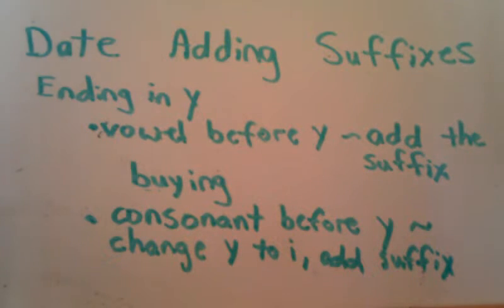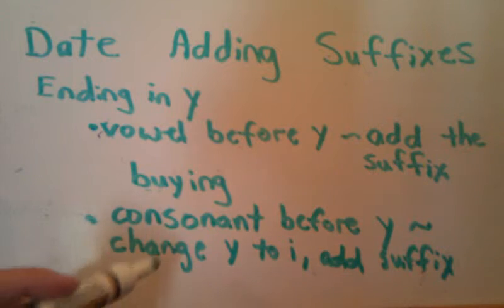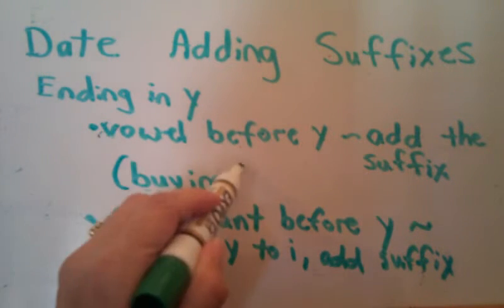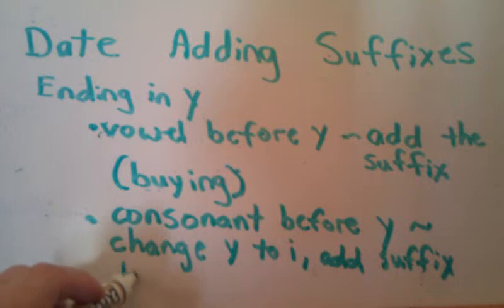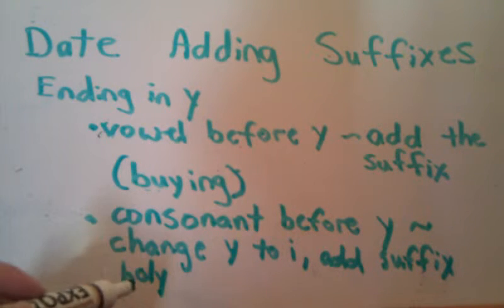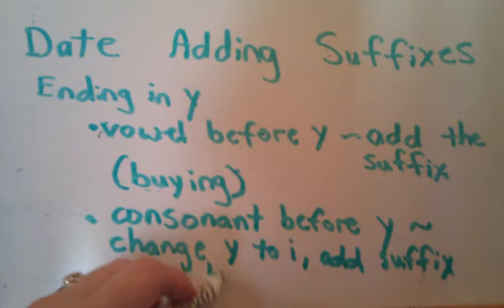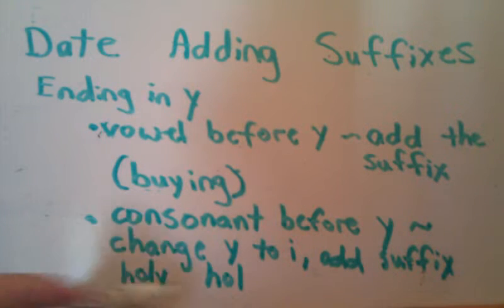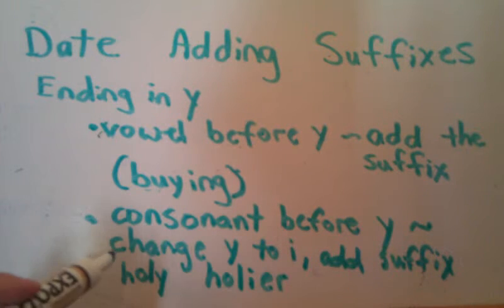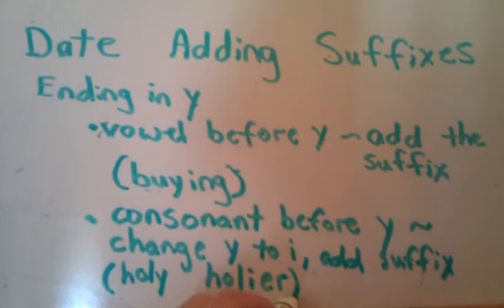For example, if I have the word holy, we'll put this in parentheses. If I have the word holy, the letter before the Y is an L. L is a consonant. So I have to put H-O-L. I have to change my Y to an I before I can add ER. Okay?